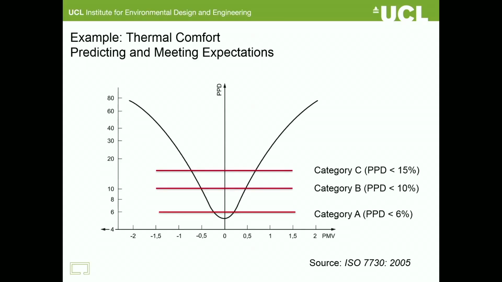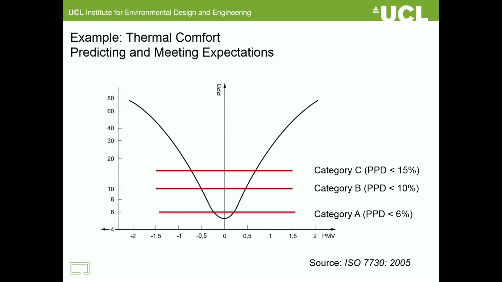As an illustration of some of these notions and concepts, I'll give an example related to thermal comfort. One of the most well-established models to predict thermal comfort in buildings is the PMV model, which is embedded in many leading standards. Based on this model, we know that if the mean predicted vote is 0, i.e.